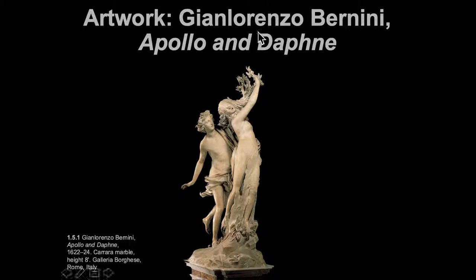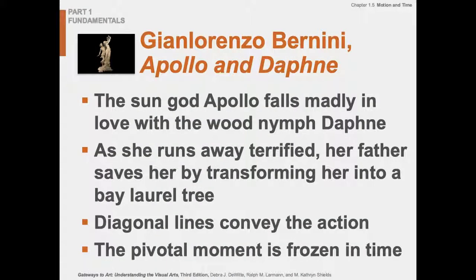And we see these diagonal arms. There's an arm, his arms, her arms, the legs, the feet. She is kind of becoming elevated as the tree form is pulling her up and absorbing her. The hair's flowing, the clothing's flowing, so we know that there's movement and we know that there's motion. So she runs away terrified. Her father transforms her into a laurel tree. Diagonal lines and also the pivotal movement.